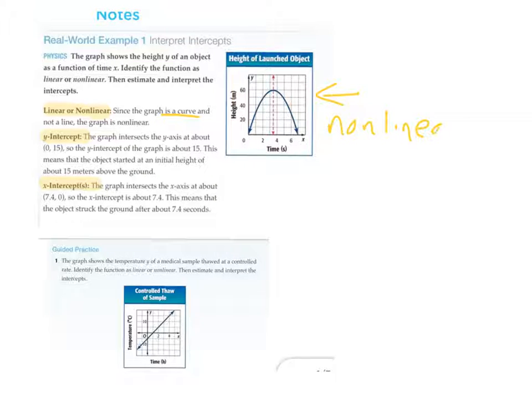non-linear. Now, for the y-intercept, we want to see where it intersects the y-axis. The y-axis is this straight up and down line, and it looks like it intersects at 0. So the y-intercept is 0. For the x-intercept, we want to look where it intercepts the x-axis. Here it actually intercepts twice. It's this spot, where the x-intercept is also 0, but it also intercepts out here just past 6, and we'll say that is 7. So our x-intercepts are 0 and 7.